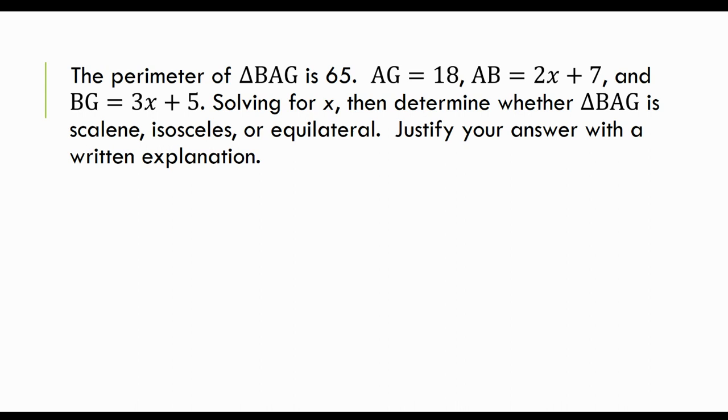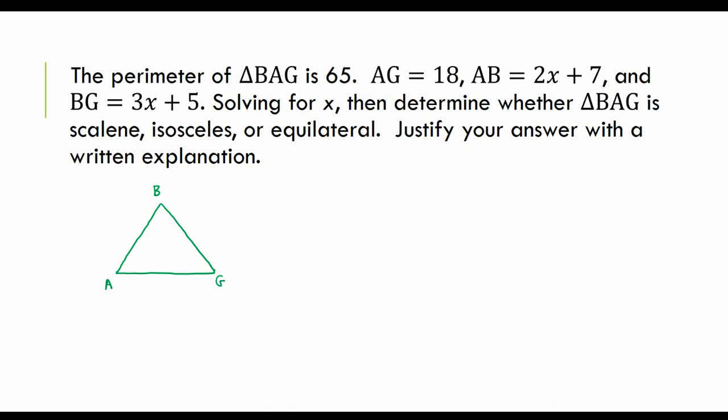All right, let's take a look at this. It says the perimeter of triangle BAD is 65. AG is 18. So let's do this. I'm just going to sketch a picture of a triangle. I don't really care what the picture looks like. I just need 3 sides. I'm going to label it BAD.